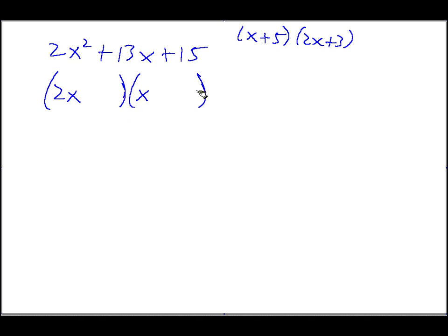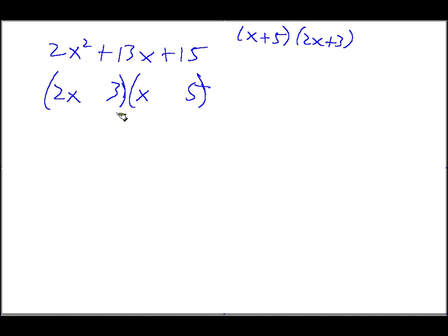Well, let's look at these last terms here. What will give me the 15? Well, how about 3 and 5? 3 times 5 is 15. So I put a 3 here and a 5 here. So imagine the FOIL method, working in your head. 2x times x, 2x squared. I'm good on that. 3 times 5, 15. I'm good on that. Now I still have to check this middle term, 13x.